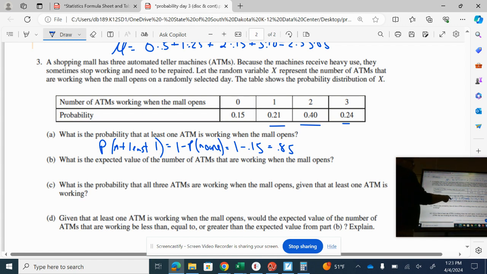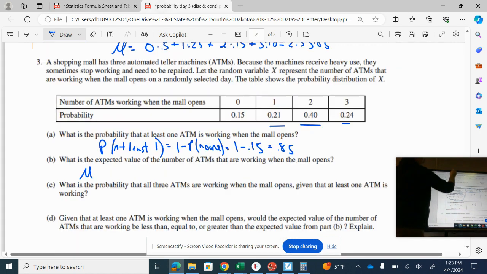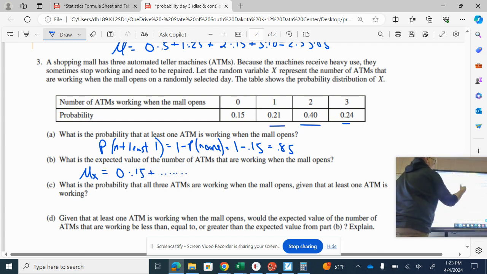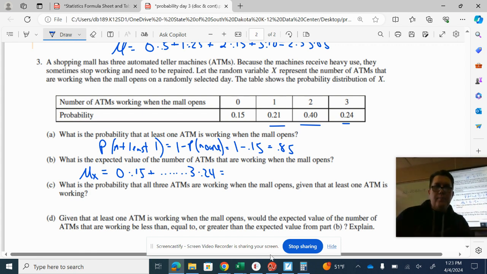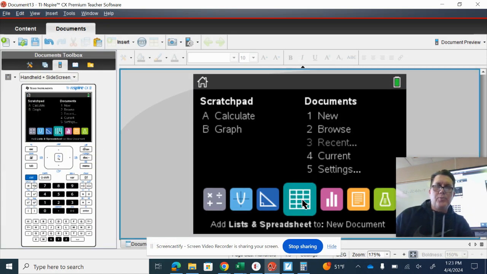What's the expected number of ATMs that are working? So that's the mean. That goes back to this formula, X times its probability. So I'm going to do this one the shortcut way this time. 0 times 0.15 plus 1 times 0.21 plus 2 times 0.4 plus 3 times 0.24. And what are we going to get? Now, for the mean, it's pretty easy. But I would type it in because sometimes you need the standard deviation. So I'm going to go through this again.